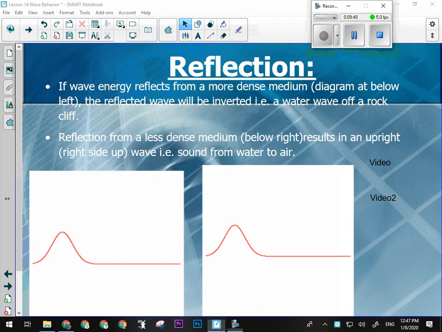Reflection is one of the ways we can change the direction that a wave travels. When you reflect a wave, you actually don't change anything about it, other than the direction it's traveling. Reflection will not change the speed of the wave. It will not change the wavelength of the wave. It doesn't change the frequency of the wave, but it will change the direction the wave travels. So that's one of the behaviors of waves: reflection.